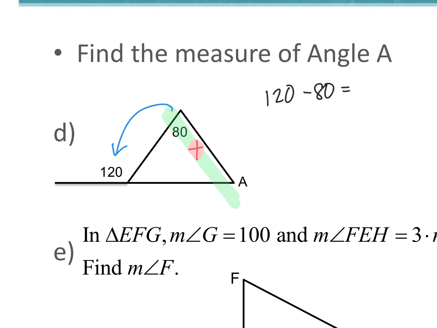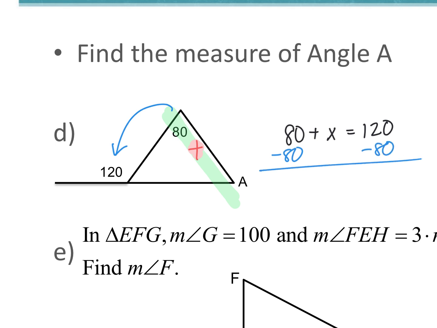You don't add them? No, because it would be 80 plus x, which I don't know, equals 120. So I'm adding them here to equal this measurement. So basically I'm solving for x. If I were to erase this, I would subtract 80, and what would I get for x? About 40. And this measurement would be 40. They're not asking me to find this angle right here. They're just asking me to find angle A.